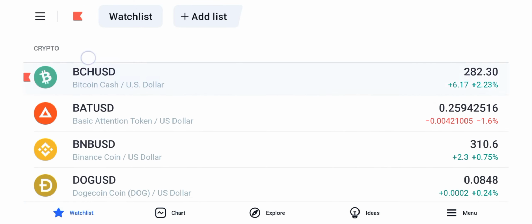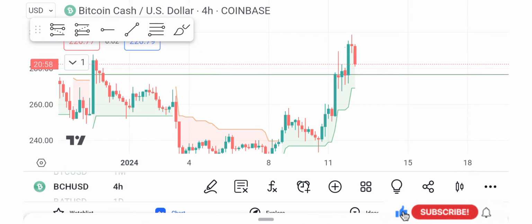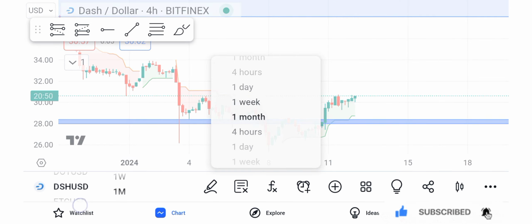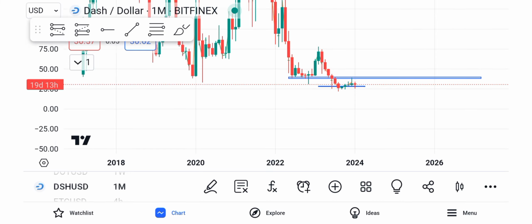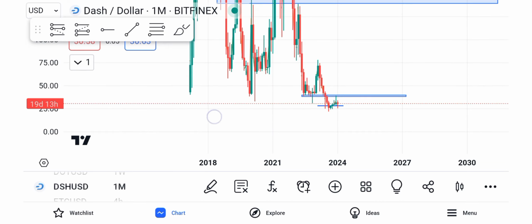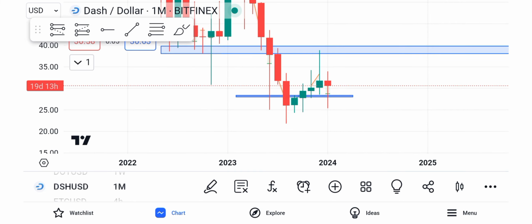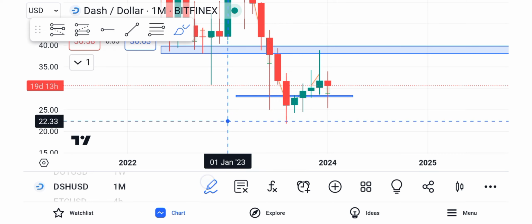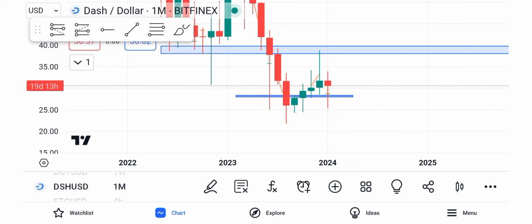Let's look out for another, Dash USD. And as usual, we're going to start from the monthly to see what we can find and build our case. Pretty much the same thing as Bitcoin Cash. Okay, so we see that this one, DASH, created a new low, an all-time low. It's still currently trading around that area anyway. So is it possible for it to push up, or is it going to keep falling?